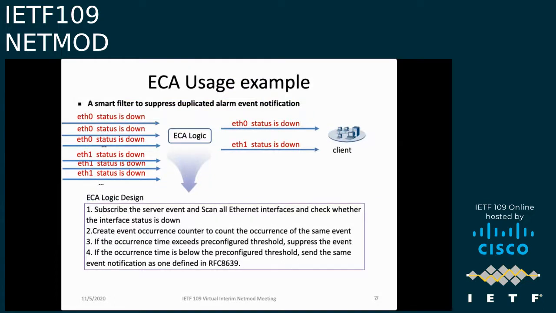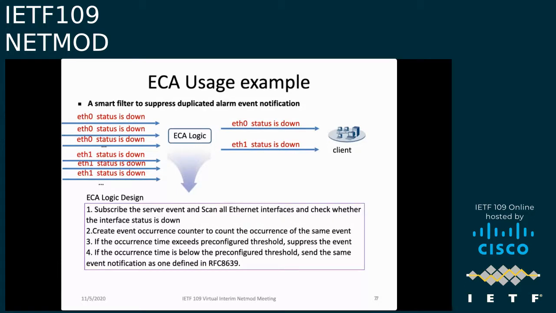So here's a typical example. You may need to suppress some duplicate events. For example, for Ethernet status down, without ECA logic, you may send this event multiple times. With the ECA logic, we can design it so you subscribe to the interface model, subscribe to a specific type of interface, and scan all Ethernet interfaces to check whether the interface status is down.